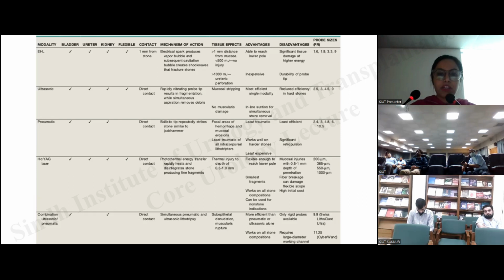Advantage of electrohydraulic is that it is able to reach the lower pole. It is inexpensive. The disadvantages include significant tissue damage at high energy and the durability of the probe tip. The probe sizes are 1.6, 1.9, 3.3, and 9.